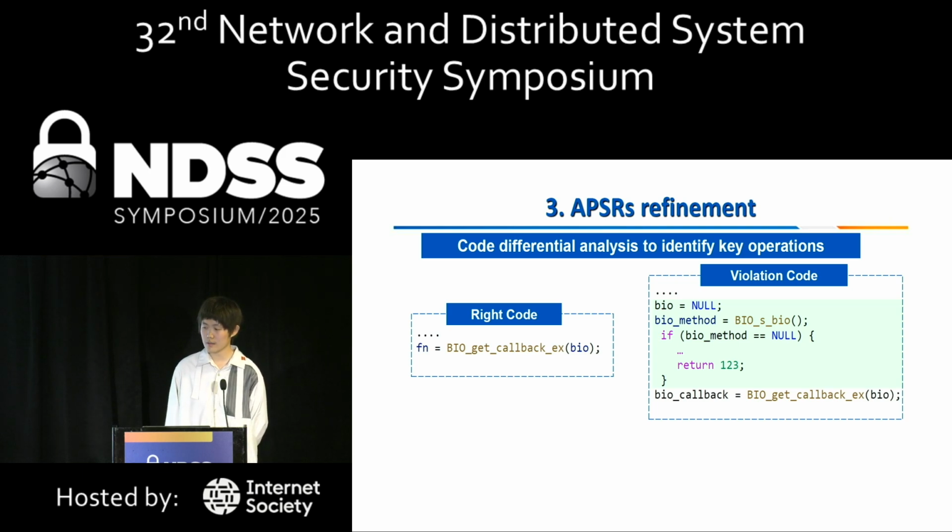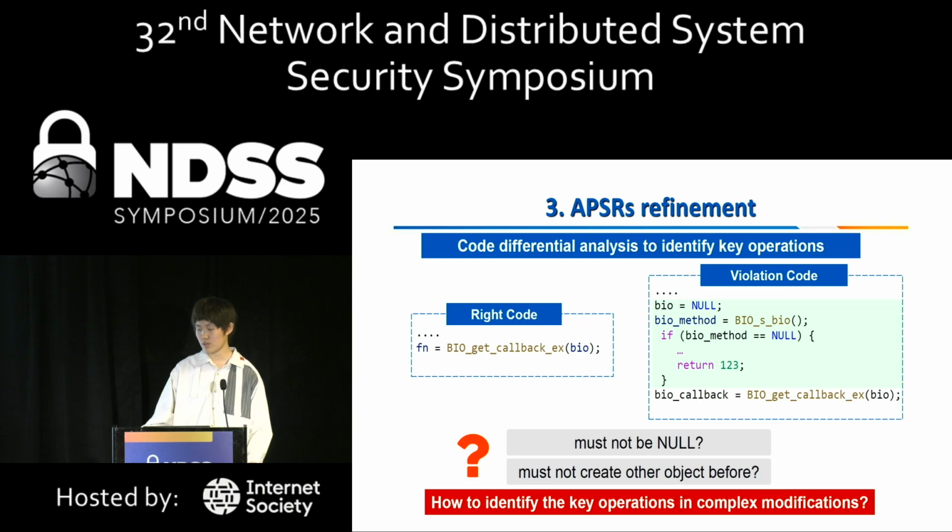And in stage 3, GPT-8 instructs the LLM to identify key operations based on code differential analysis and generate concrete APSRs by describing the key operation that caused this bug. However, as the figure shows, code changes may contain many operations. Failing to identify the key operations may lead to incorrect APSRs. So how to identify the key operations?